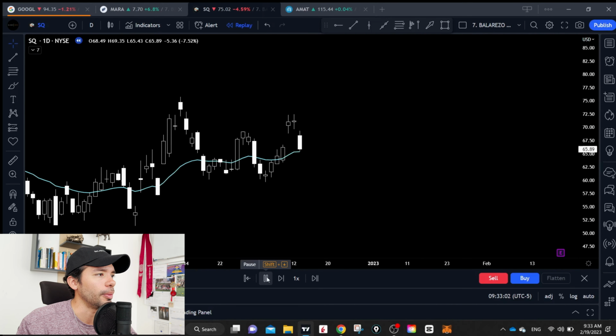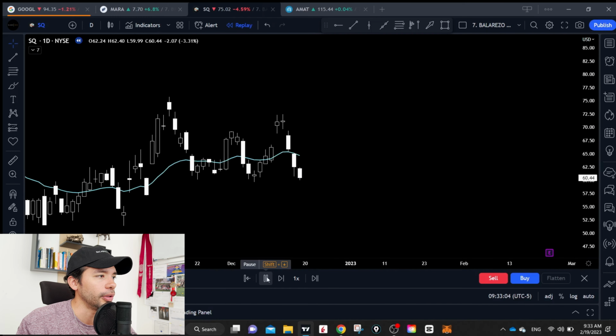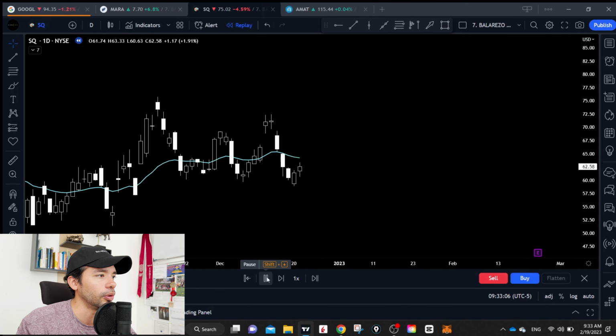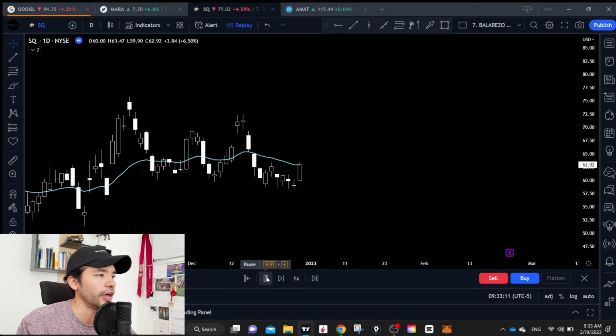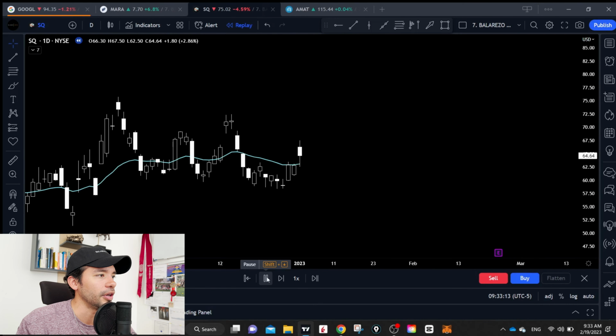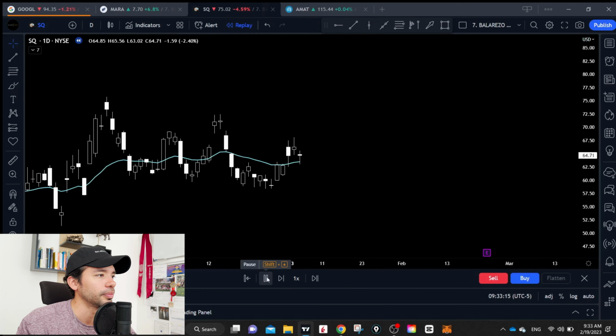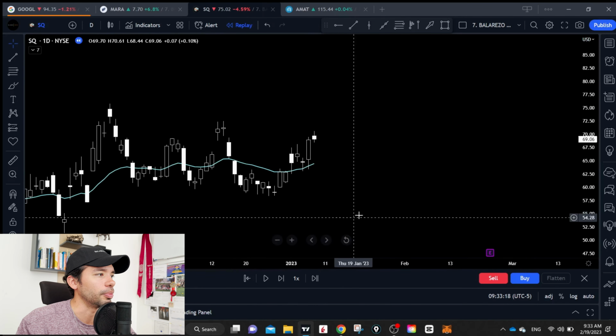Let's take a look at what happens. You can see that Square came up, and now we came all the way below it. We actually broke that double bottom. We continue to trade below it. So we actually failed there. But here is the interesting part.